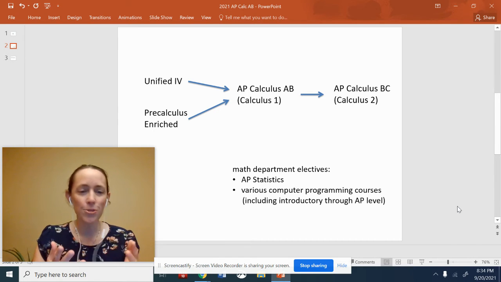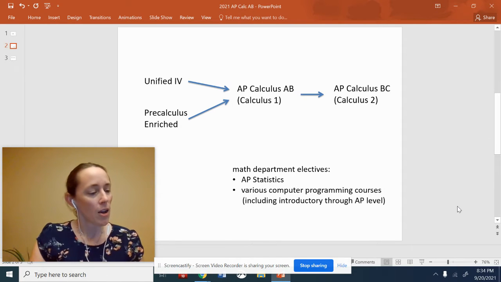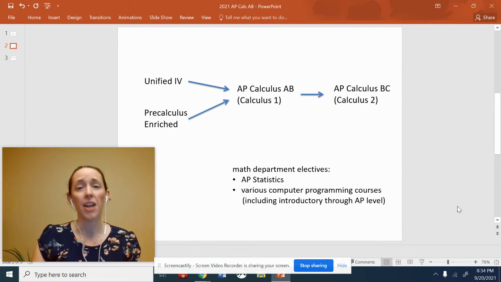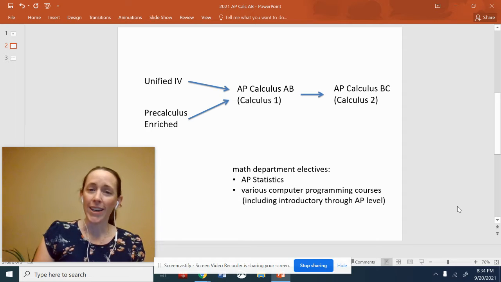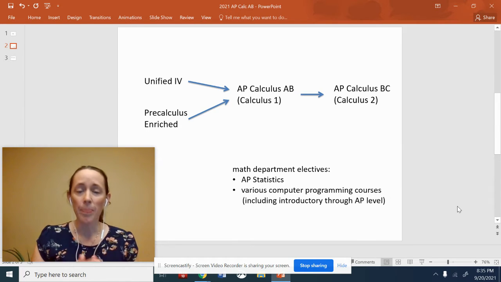Now, one thing that usually comes up at back to school night for AP Calc AB is the question of how this is different from Unified and Pre-Calculus Enriched. Well, one thing that's different is it's a college level course. That's the first thing that's different. It is a weighted course. The students coming from Unified were in a weighted course, but Pre-Calculus Enriched was not.